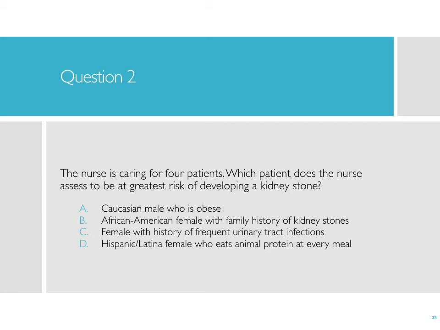Well, if we think back to our people that are at most risk of developing kidney stones, we would know that A, our Caucasian male who is obese, is at higher risk of developing kidney stones. Anyone can form a kidney stone, yet they're more common in males, Caucasians, patients who are dehydrated, those who are overweight, and those who have had kidney infections. Those with a family member with kidney stones and those who've had kidney stones before.